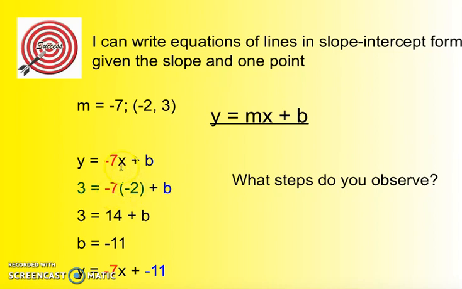This means when they're next to each other that it's multiplication. So that's why there's parentheses around here, so that I can see that they're next to each other. And this isn't 72, this is -7 times -2. And then notice the 3 was plugged in for the y, because that is our y-coordinate.